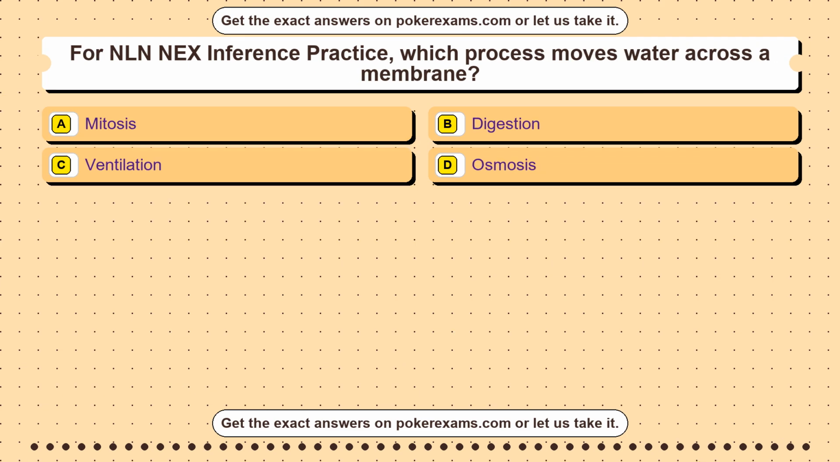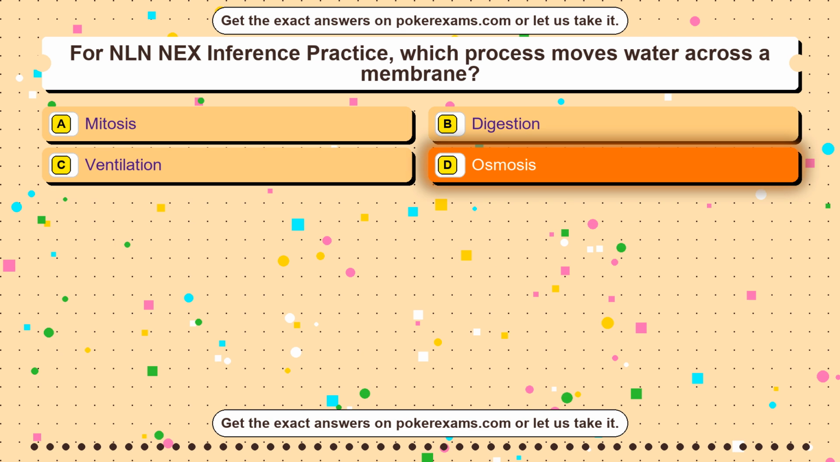Question 22. For GED graphs and data practice, which formula finds the area of a rectangle? Option A, 2 times length plus width. Option B, base times height divided by 2. Option C, pi r superscript 2. Option D, length times width. The correct answer is option D.